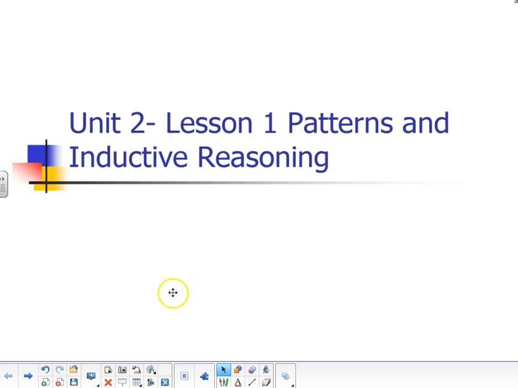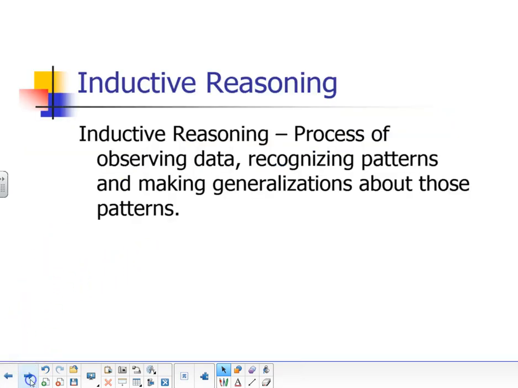We're starting Unit 2 here, and we're going to talk in Lesson 1 about patterns and inductive reasoning. Now, this year in geometry, primarily we're going to be using a method of reasoning called deductive reasoning, but we're going to kind of contrast it and build to there, and we're going to talk today about inductive reasoning. So, inductive reasoning is the process of observing data, recognizing patterns, and making generalizations about those patterns.